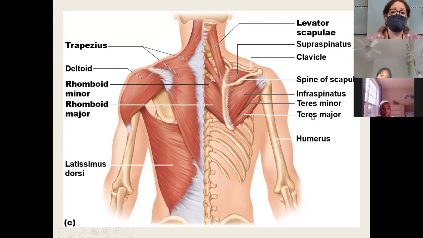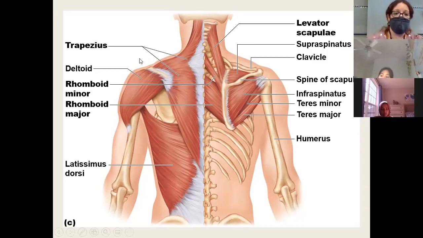And then teres minor and teres major. I don't know why the teres minor and teres major were always so important to my anatomy and physiology professors, but they showed up on every single lab practical that I had. So I might as well continue the tradition, right? Yeah, I think so too. So know the teres minor and major here. It is a separate muscle from the infraspinatus.